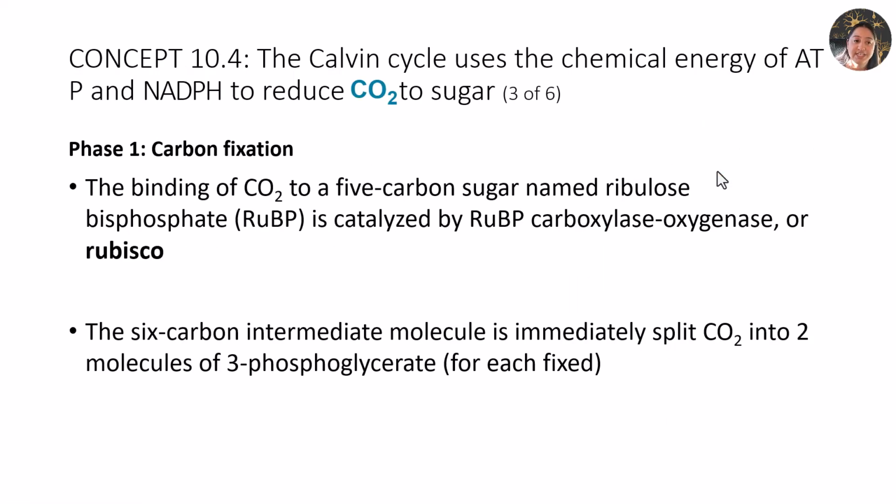So carbon fixation, phase 1, the binding of carbon dioxide to a 5-carbon sugar that's already around named ribulose bisphosphate, or RuBP, is catalyzed by this enzyme that's called RuBP carboxylase oxygenase, or Rubisco. So the molecule that you're starting with, and then you add the carbon to, is RuBP. And then the enzyme that does it is called Rubisco.